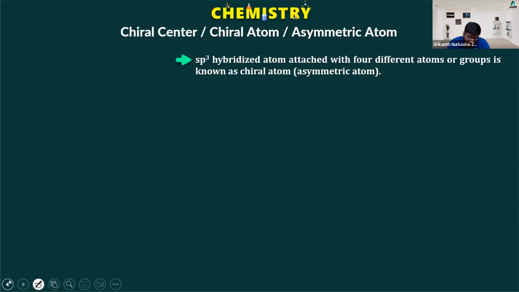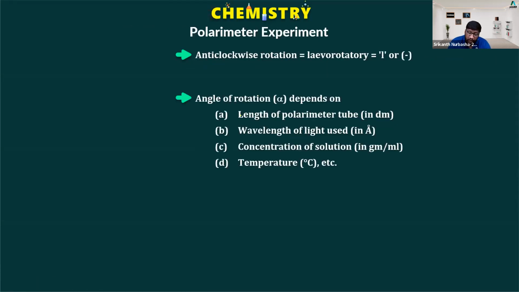And these are the factors on which your angle of rotation depends. We say the plane polarized light is rotated by an angle theta. That angle of rotation depends upon the length of the polarimeter tube, which means how much of the organic compound you have taken. That much rotation will be present. The wavelength of the initial light source is also taken into account, along with the concentration of solution in gram per ml, and temperature in degrees. If we vary the temperature, the optical rotation is going to change. So these are all the factors on which the angle of rotation changes. Is that clear, students?